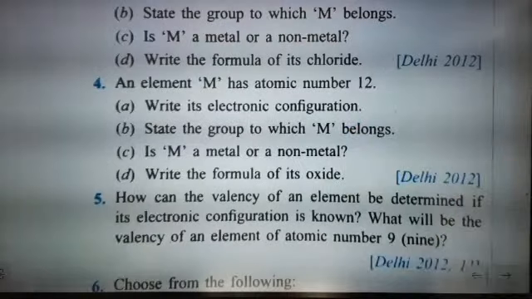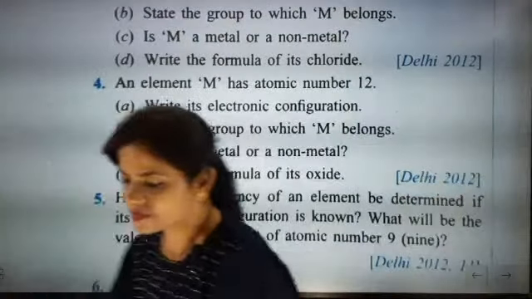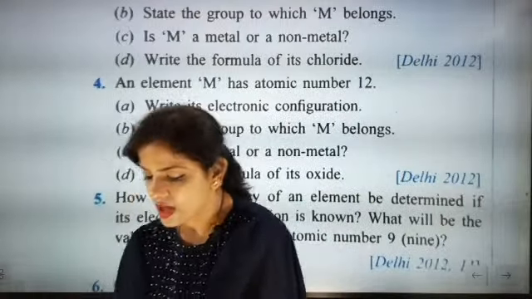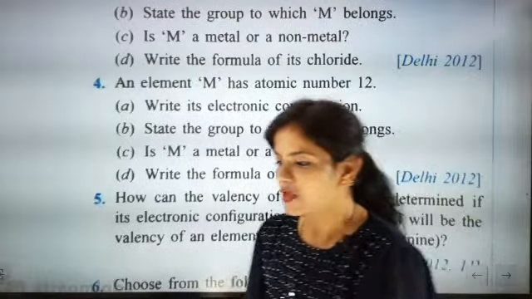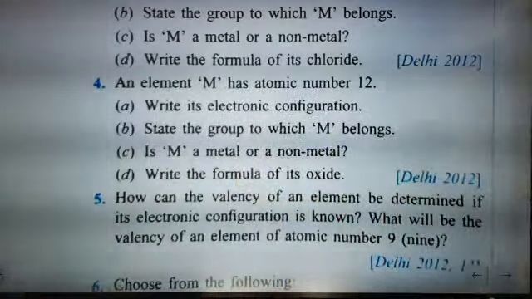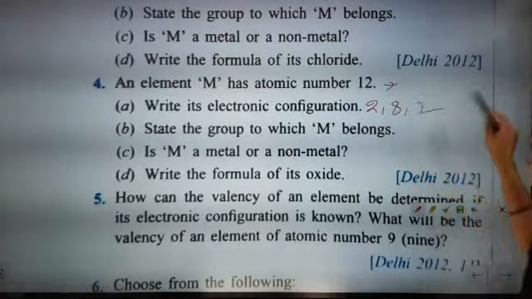Element M has atomic number 12. After sodium comes what? Sodium, magnesium. So M is exactly this, 2, 8, 2. Give the answer like this. The electronic configuration is 2, 8, 2.